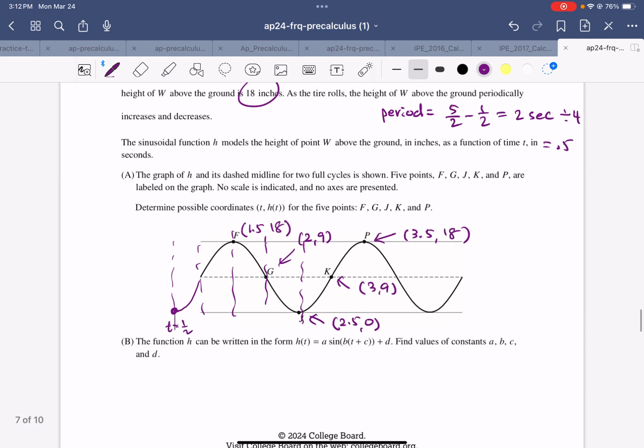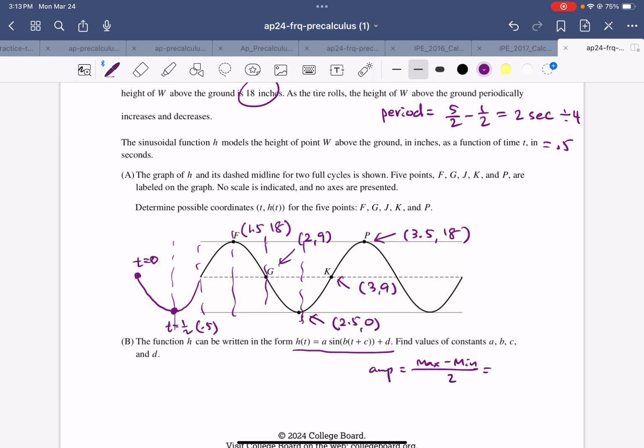Now B: function h can be written in the form of this, the sine. Okay, so I'm looking at my sine graph, maybe you can add more here. So it's like this, right? When t equals 0, this is 0.5 here. So what I'm going to do is this one is 1 period, and it will be an upside-down sine, right? So you can say, what is the amplitude first? Amplitude is max minus minimum over 2.